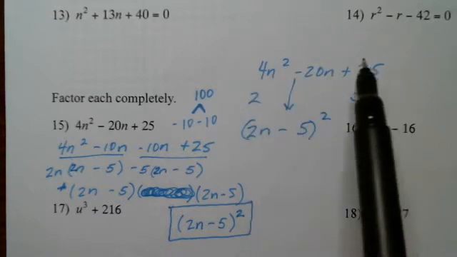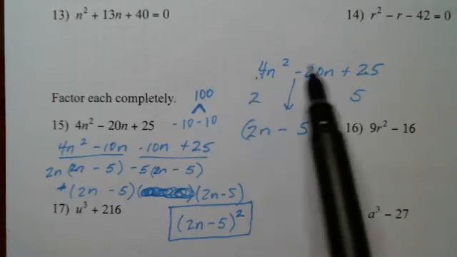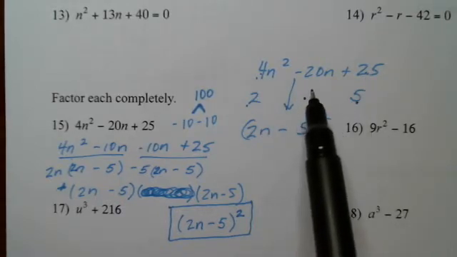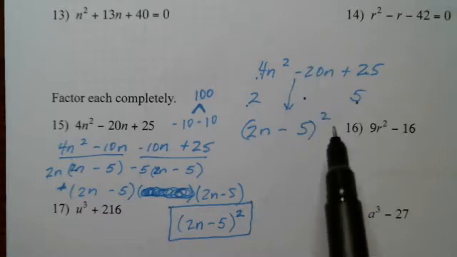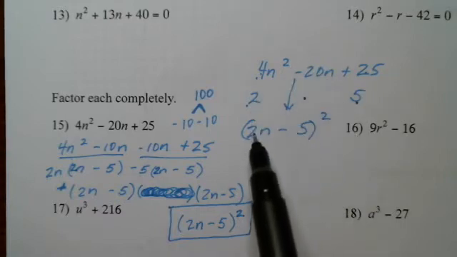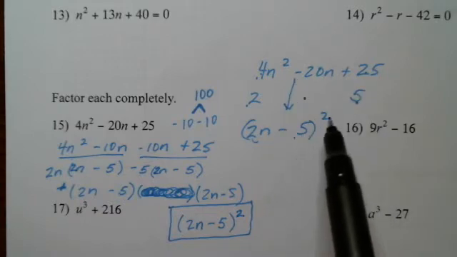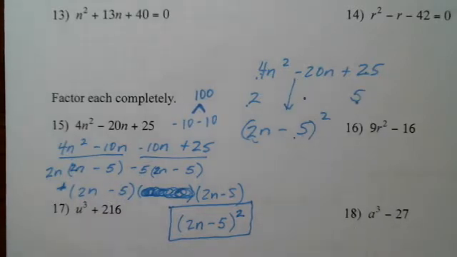Or if you can recognize here that these are both perfect squares, take the square root of a and c. You multiply it together and double it, and you get the middle term, then it's a perfect square trinomial. So you can just bring 2n down. Your minus comes from the middle, and then your 5 here, and then squared. Same answer.